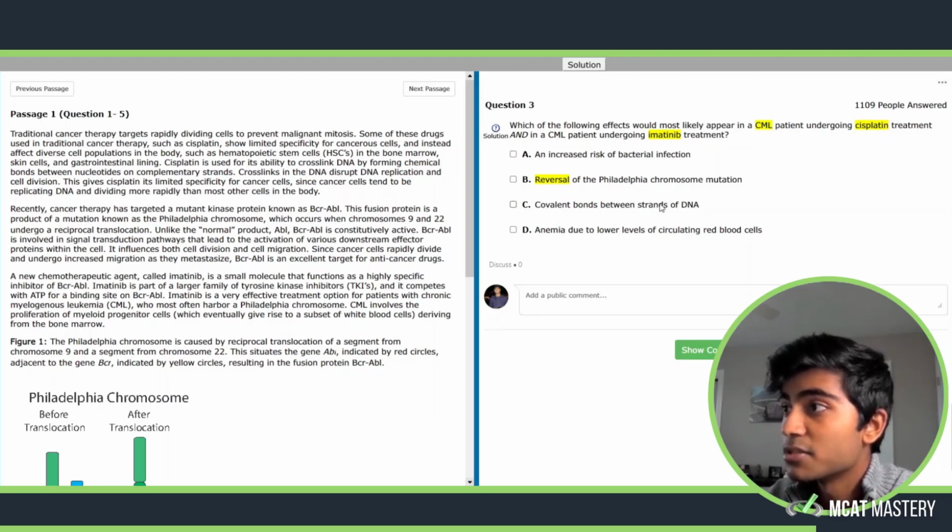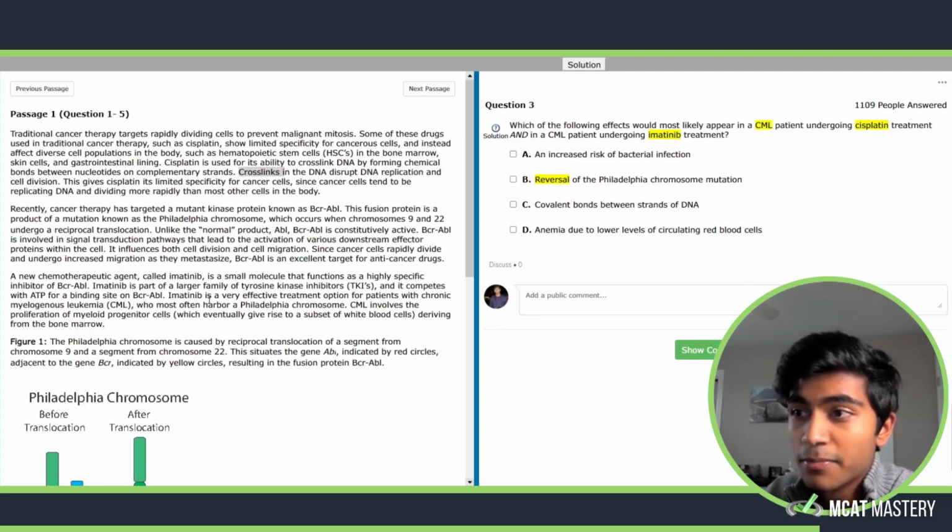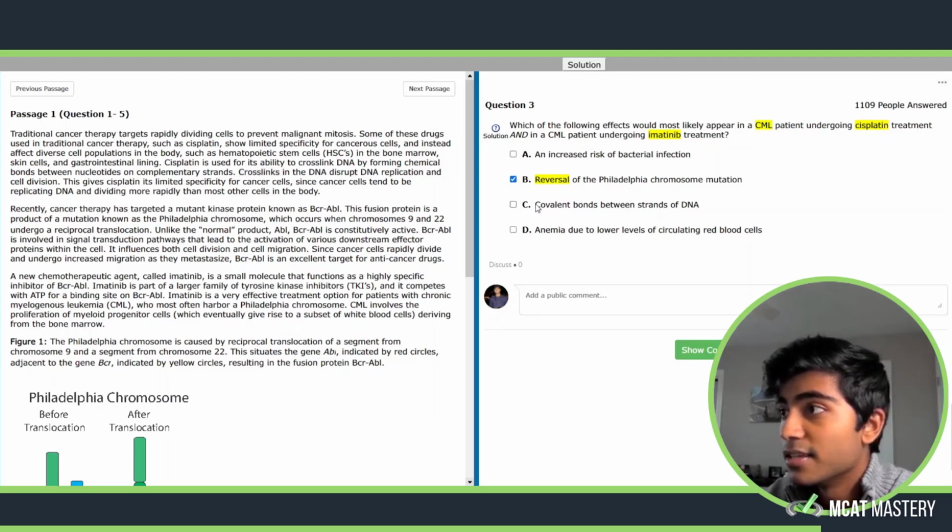Then we have covalent bonds between strands of DNA. If we remember correctly, there's cross-links in this one. There's no mention of that here. So this bond idea right here doesn't make any sense. There's no covalent bonds talked about here. So we can cancel that one out, and we'll cancel that one out too.